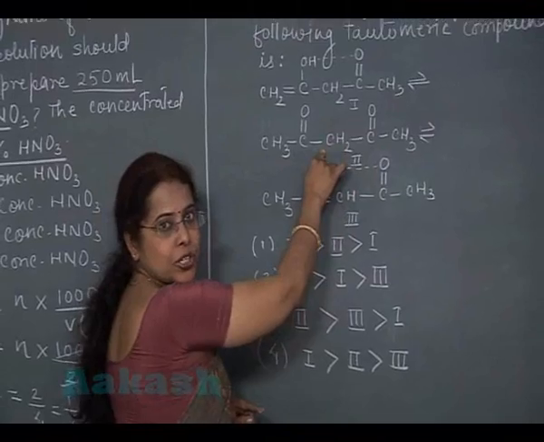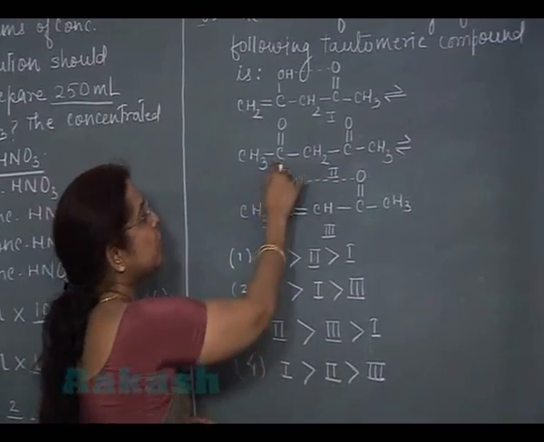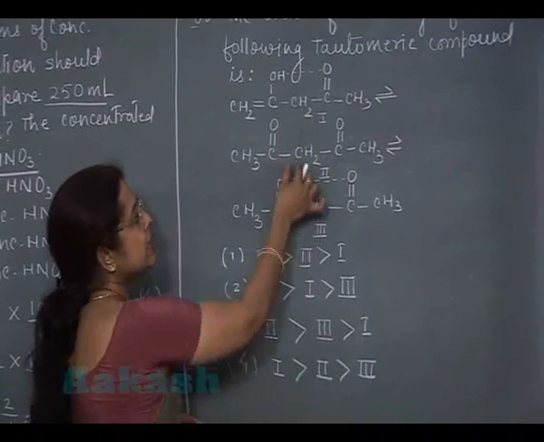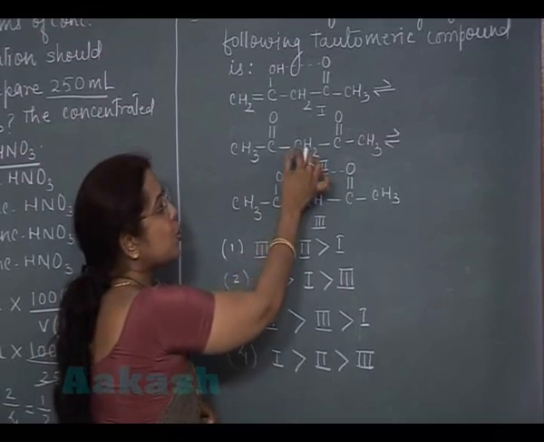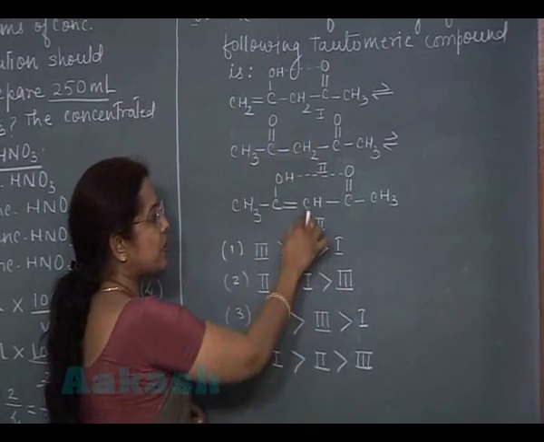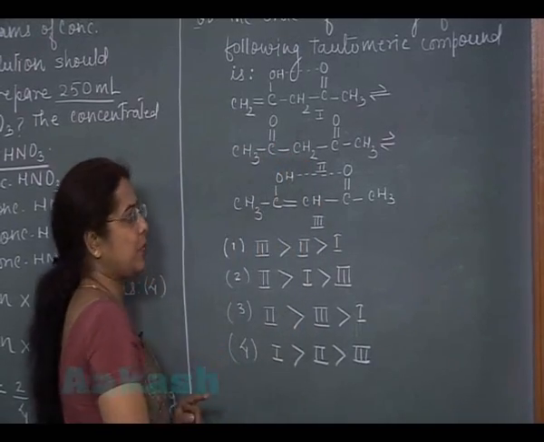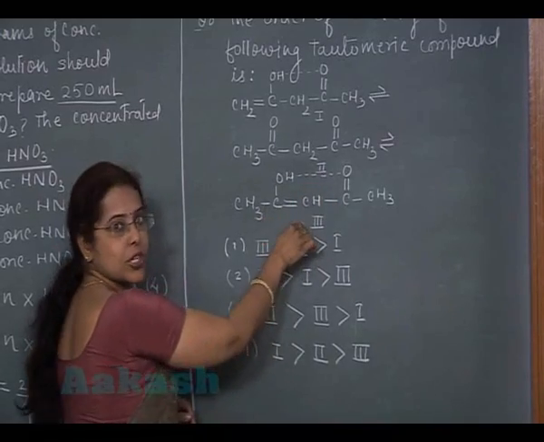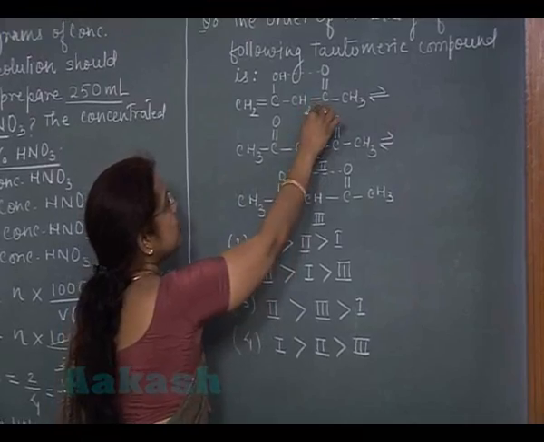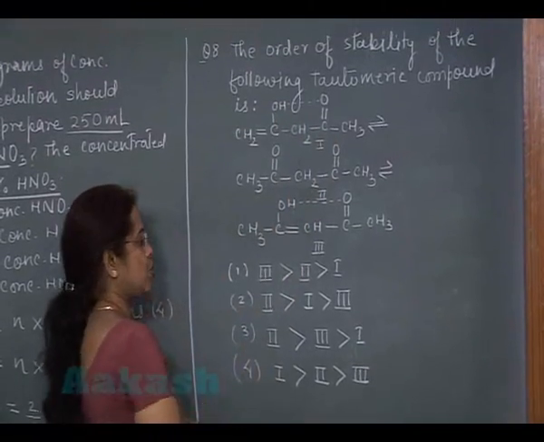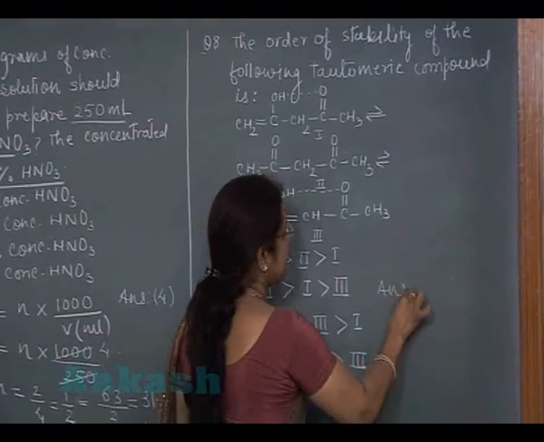Then first structure, however there is no intramolecular hydrogen bonding, but if two keto groups are present, then this CH2 group becomes more active, this becomes more acidic. So proton is always lost from this position. Double bond should be present between these two carbon atoms. So most stable tautomeric structure is third, then second, and least stable structure is the first one. So answer becomes option 1. Here answer is 1.